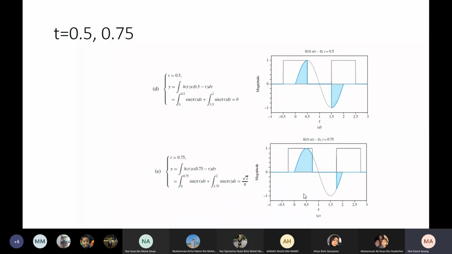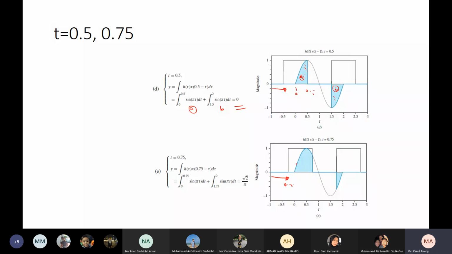For 0.5, the square wave moves 0.5 to the right. So the integration is from 0 to 0.5, this part, and from 1.5 to 2 for this part. Since this is positive area and this is negative area, it cancels out to 0.